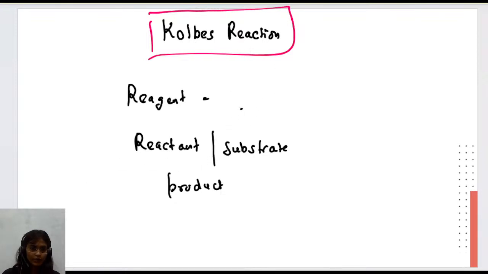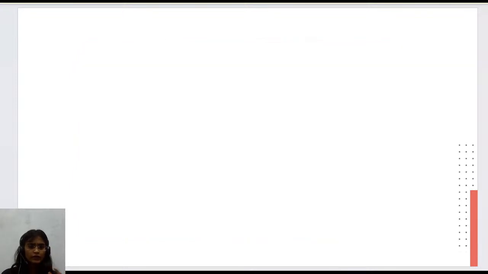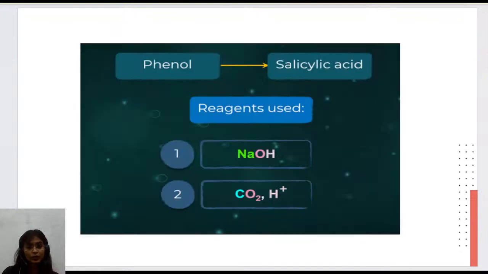I guess I already have the slide. Let me just check. Look at this. What is the reagent we are using in this case? NaOH. So basically you are starting with some phenol, and at the end we are getting salicylic acid. Don't worry, I will explain. Just try to understand what I want to explain simply here. In this case, first of all, you are having some phenol. Then we are using some reagents. What are the reagents? NaOH plus CO2 and then H positive.